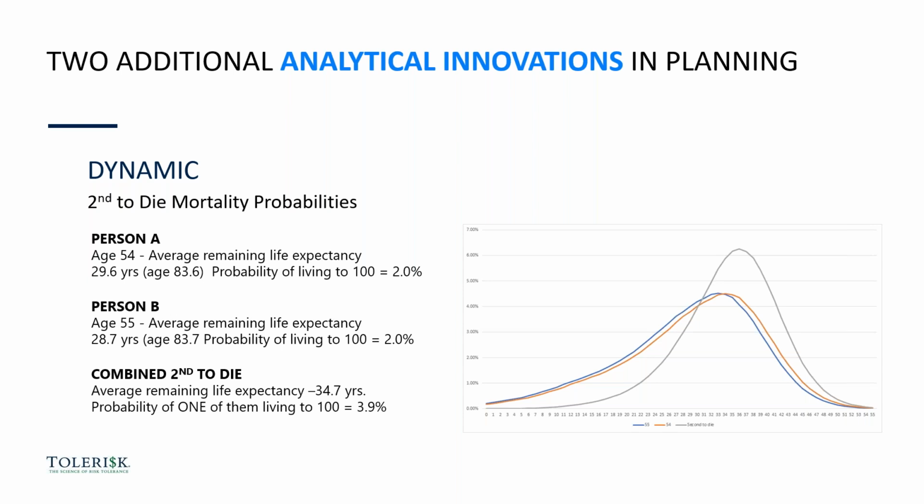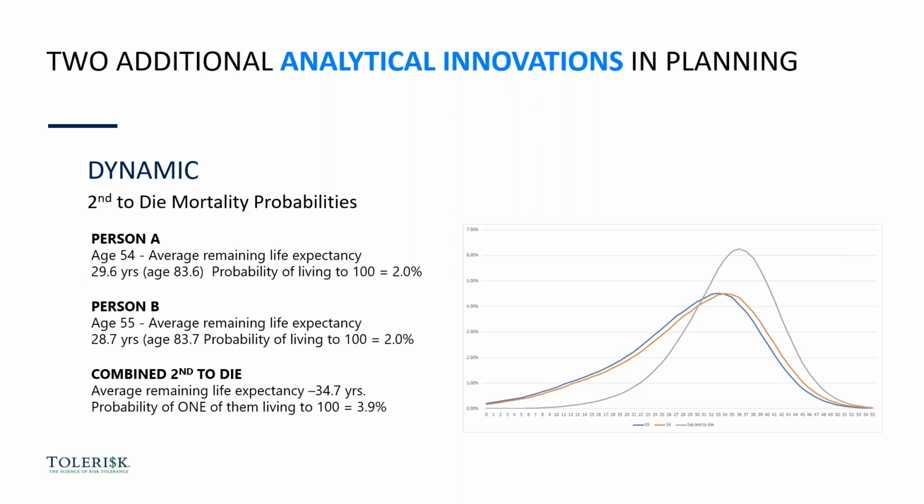The chance that one person lives to an advanced age, let's say 100, we use examples here, person A and B, 54, 55 years old. The probability of one of them living to 100 is about 2%, but the probability that at least one of them lives to 100 is 3.9%. And so all of those probabilities, that entire distribution is built into this analysis.